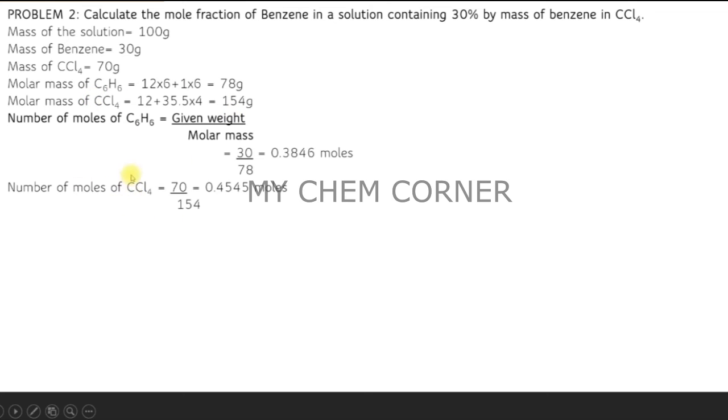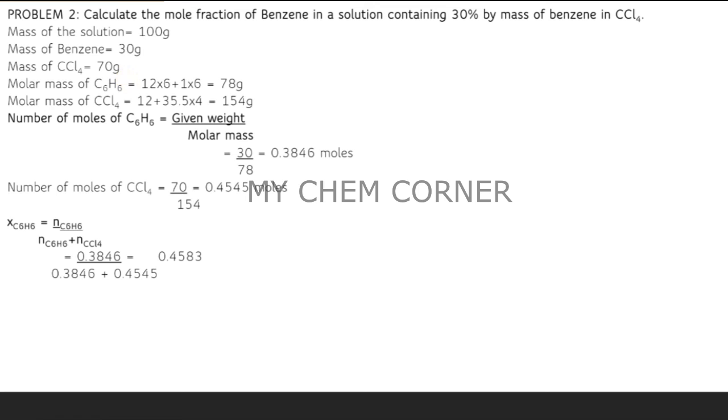It's easy for us. You just have to substitute these values in the mole fraction formula. So here mole fraction of benzene is equal to number of moles of benzene divided by number of moles of benzene plus number of moles of CCl4. Now when you substitute it, in the numerator you get 0.3846, which is the number of moles of benzene, and in the denominator you get both the values added up. This is equal to 0.4583. Mole fraction does not have any SI unit.